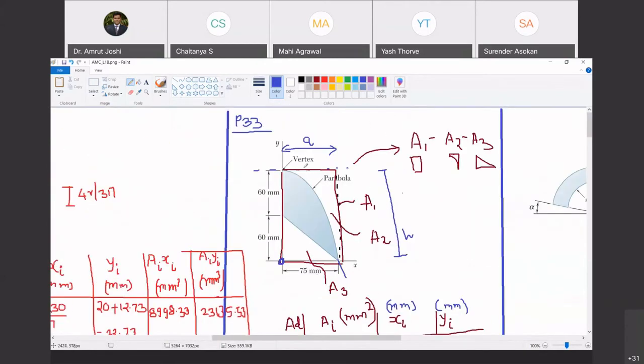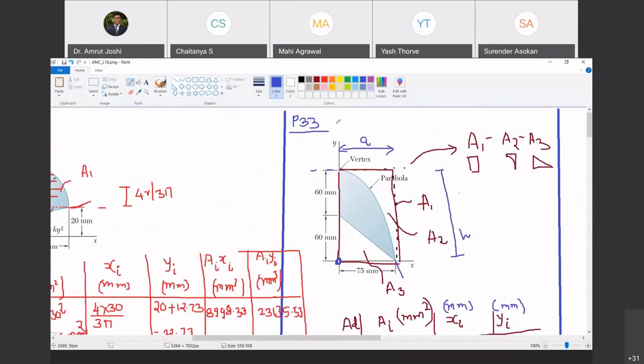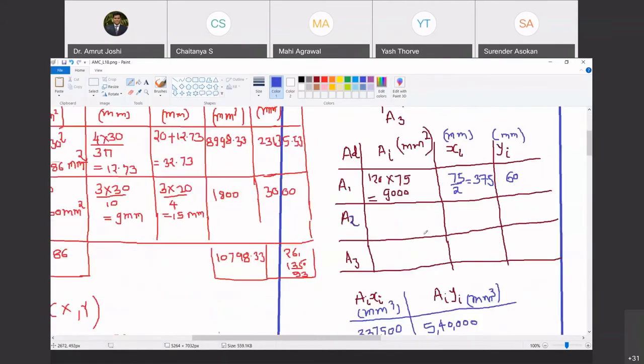So how is X bar going to be? Tell me. For this parabola, X bar will be measured from where? Parallel to the tangent drawn at vertex, it will be measured, and that I am going to call X bar. Are you with me? Yes, sir. So X bar will be measured from here for A2. Do you agree with me? Yes, sir. And Y bar will be measured from here for A2. Happy? Yes, sir.